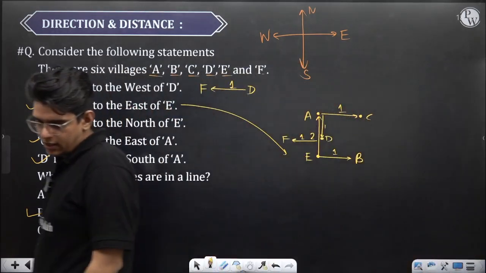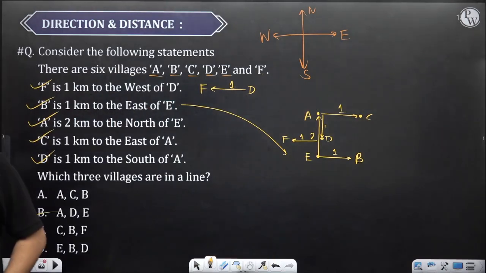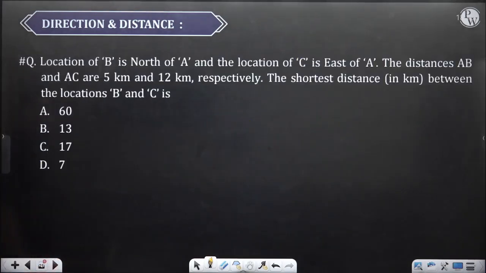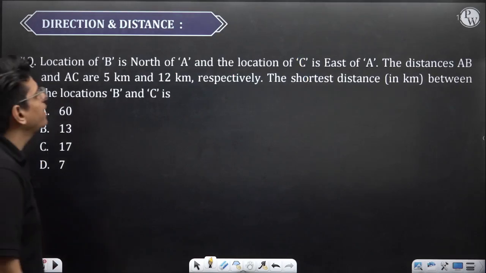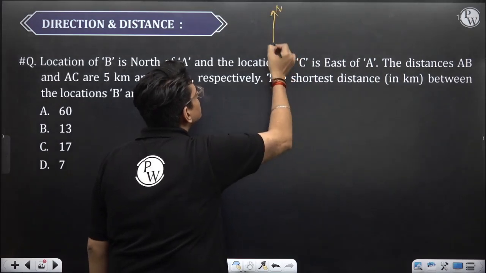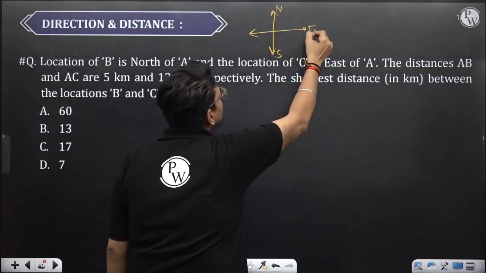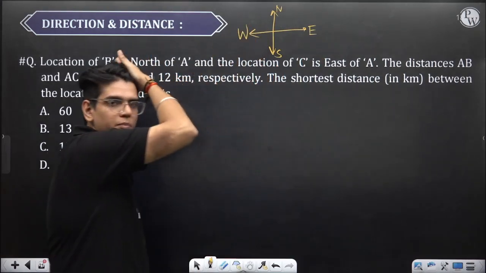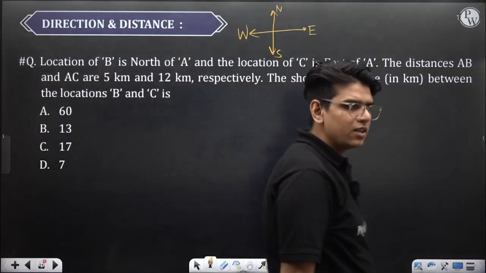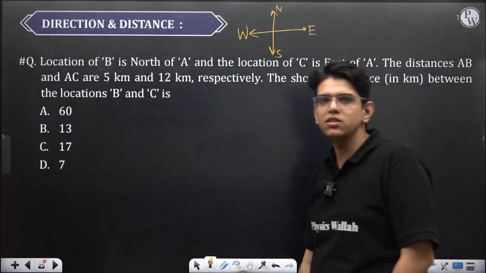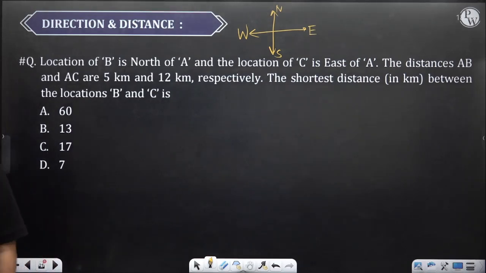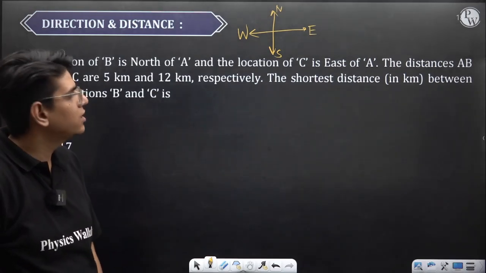Another easy question. Right? Now let's move to the next question, which is: location of B is north of A. Again, I will make the same diagram. This is north, this is south, this is east, and this is west. Why am I trying to solve similar questions again and again? Because UPSC is asking similar questions of the same type again and again, right? So you need practice so that you don't make mistakes in such easy questions.